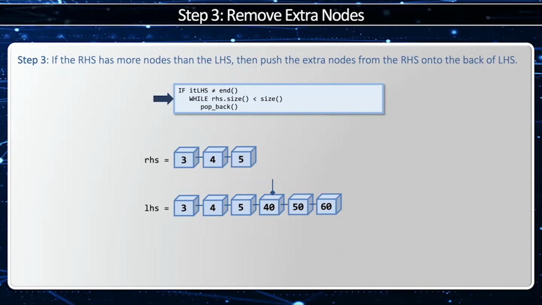So while the right-hand side list is smaller than the left-hand side list, then I'm going to pop back. And it's going to remove the 60, and then I'll remove the 50, and then I'll remove the 40. At this point, both the left-hand side and the right-hand side are the same size, and I'm finished.